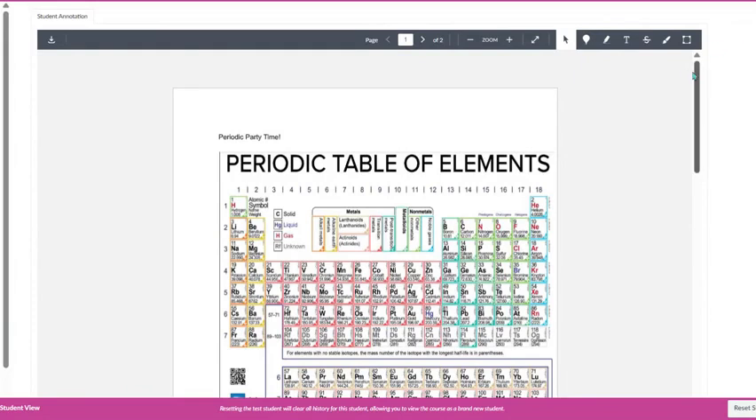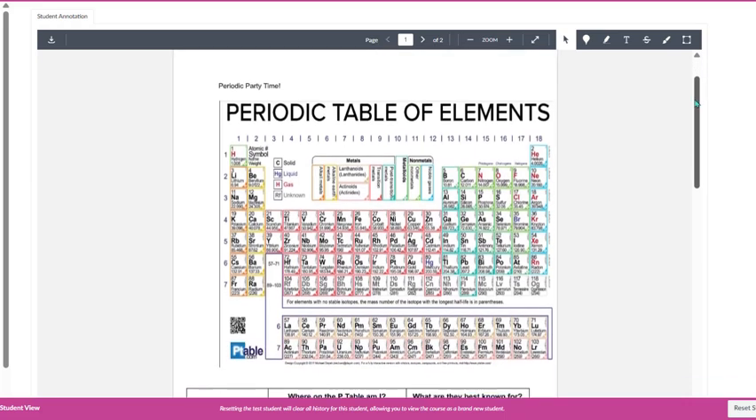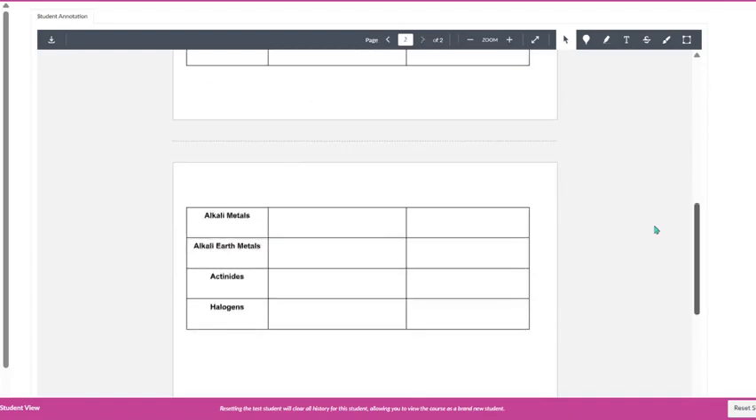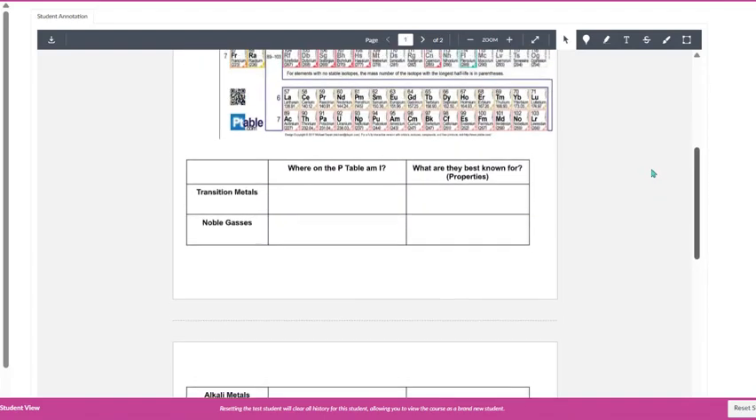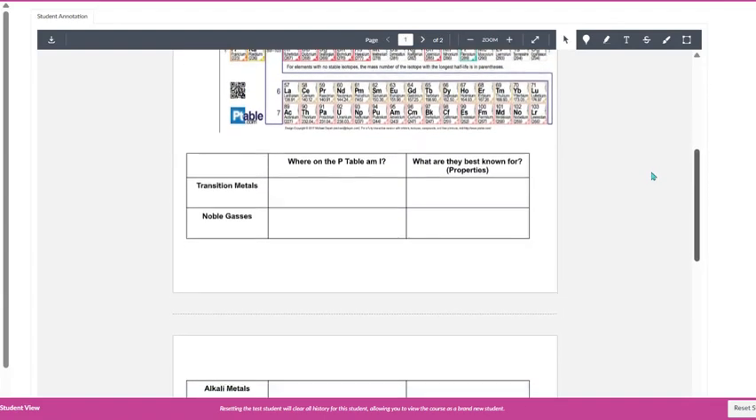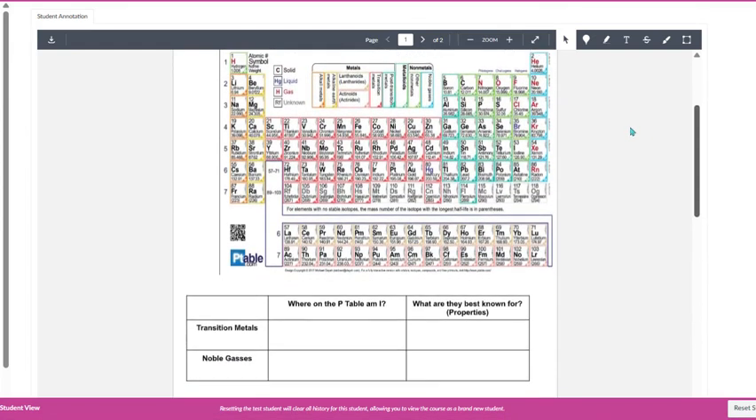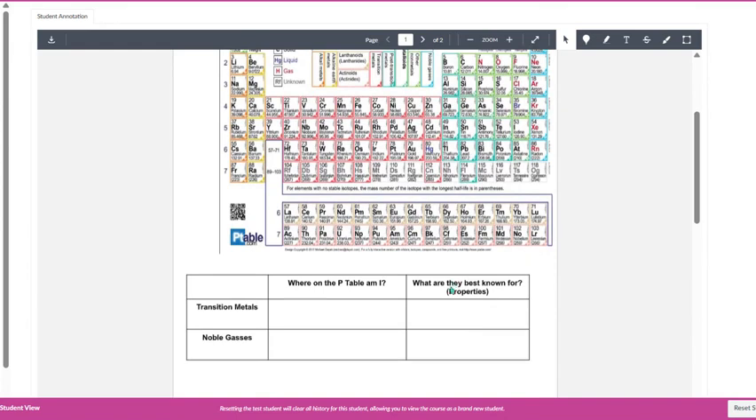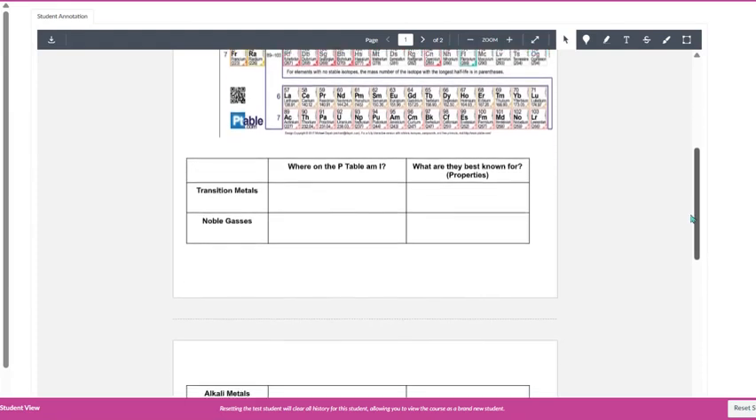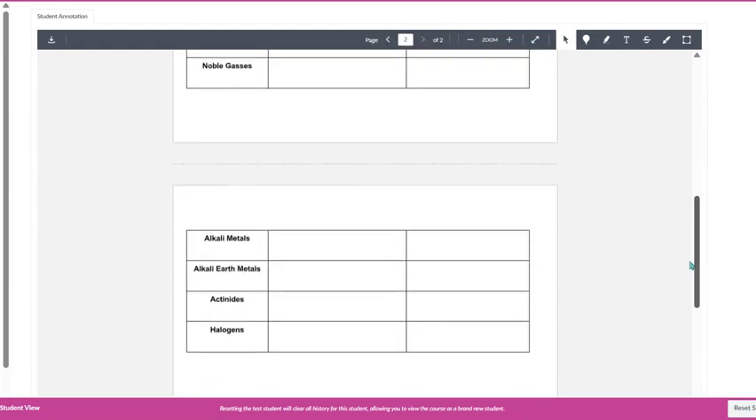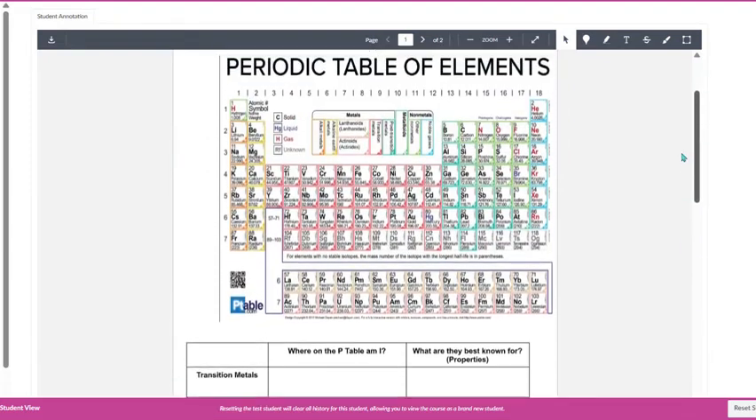I love the periodic table. It's one of the cooler things that we get to talk about. Basically, we've got a few different areas of expertise. It's going to go through and say, where on the periodic table am I? What am I best known for? These are the properties. Oh my gosh, that Wadsworth guy, he's making me really learn these properties. So for the next, I don't know, 5, 10 minutes, we're going to go over some basic properties of these guys.